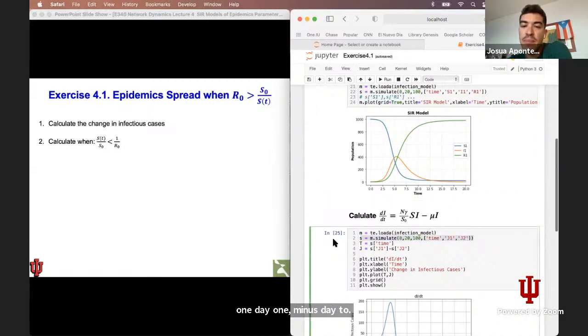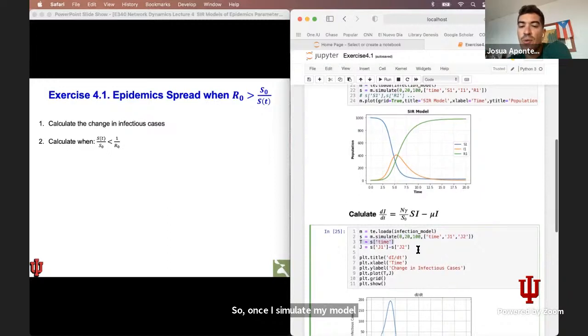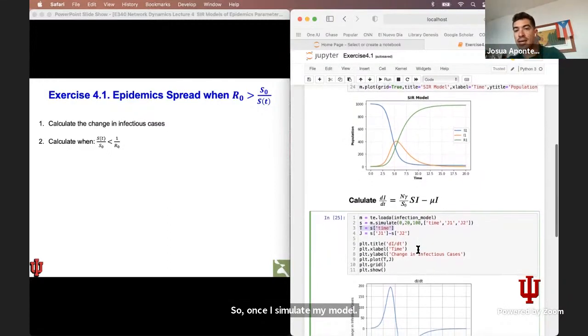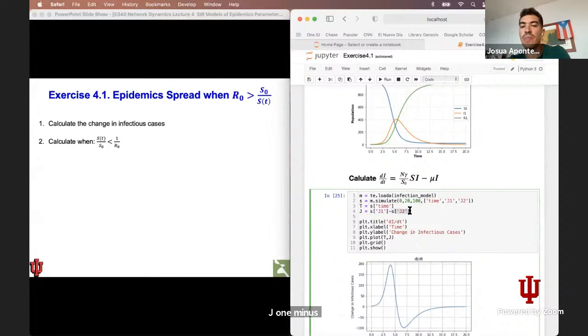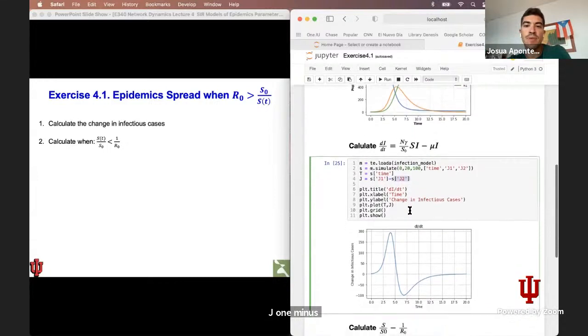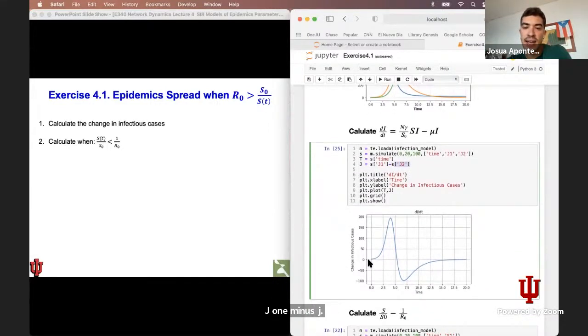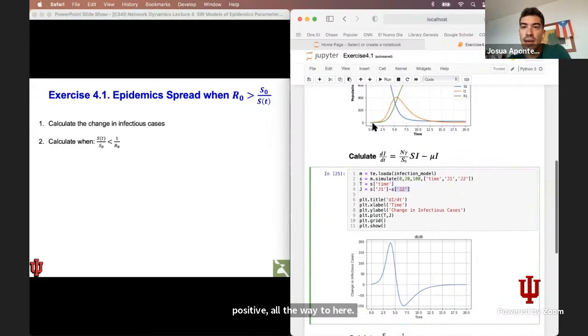So once I simulate my model, again, I can reference the time series using this syntax. And then dI/dt, I can reference it by subtracting J1 minus J2. Okay, and then when I plot it, I see that it's positive all the way till here. And if we look back at the original model and we look at the I1 curve, what happens at that point?